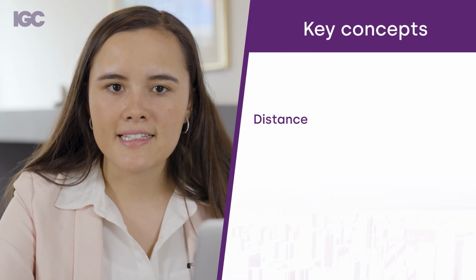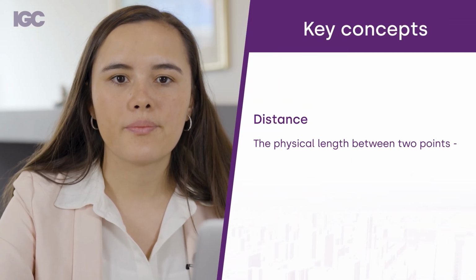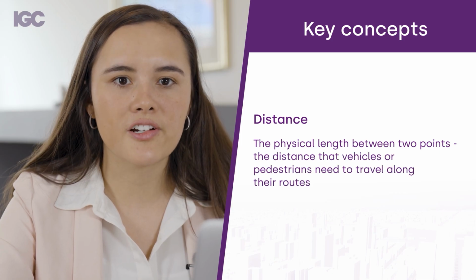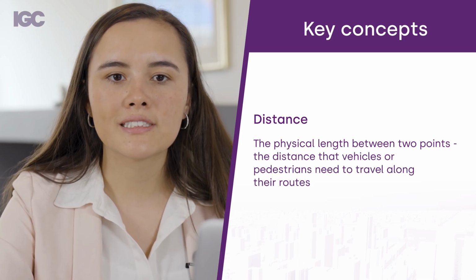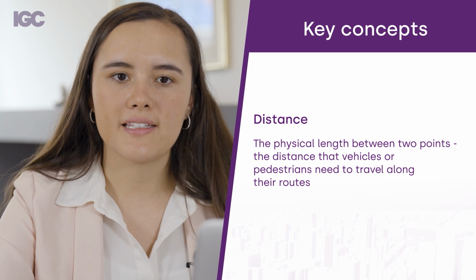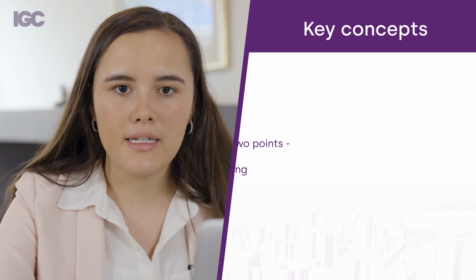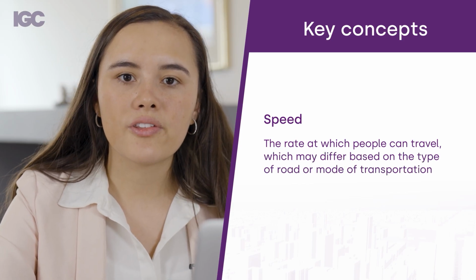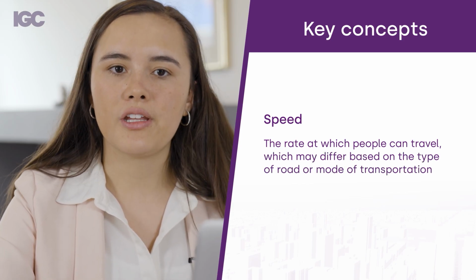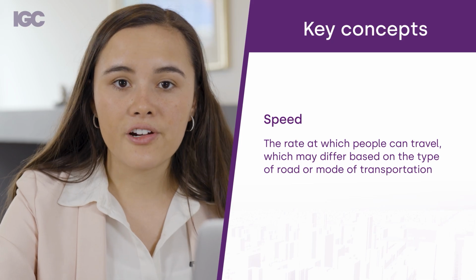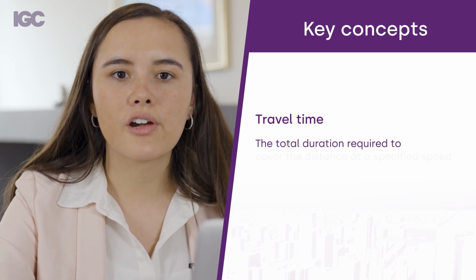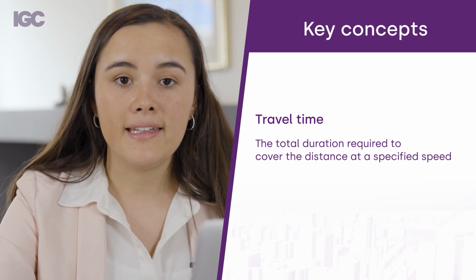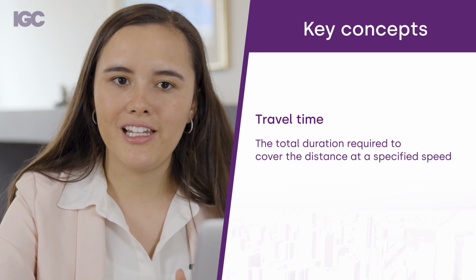First, distance is the physical length between 2 points. In travel time calculations, we measure the distance that vehicles or pedestrians need to travel along their routes rather than just the geometric distance. Second, the speed is the rate at which people can travel. This may differ based on the type of road or their mode of transportation. And third, the travel times are the total duration required to cover the distance at a specified speed. This will be the main data input of the model.